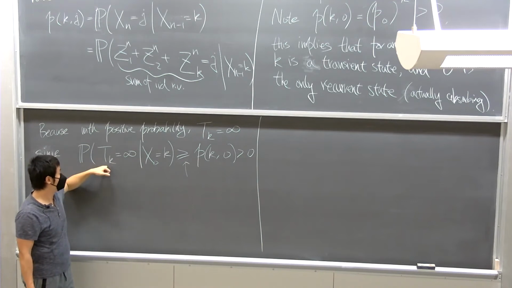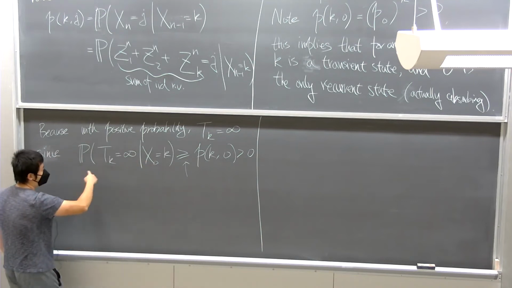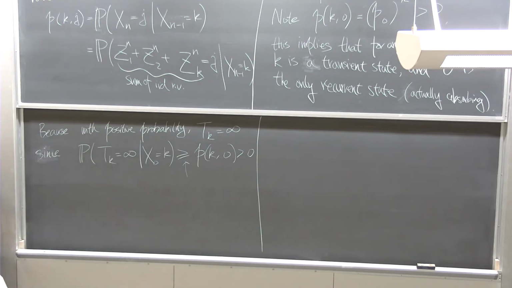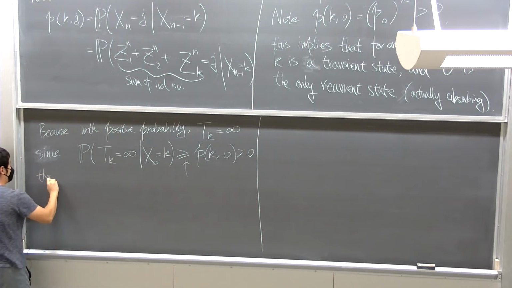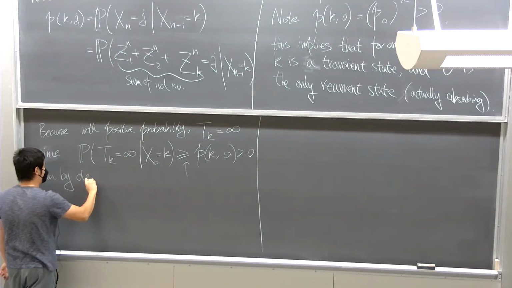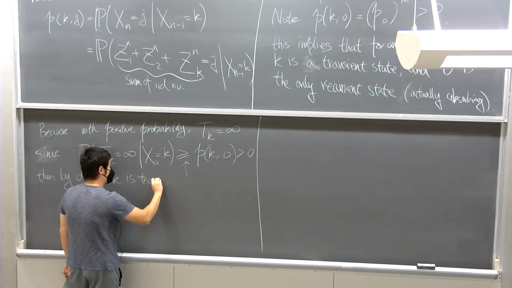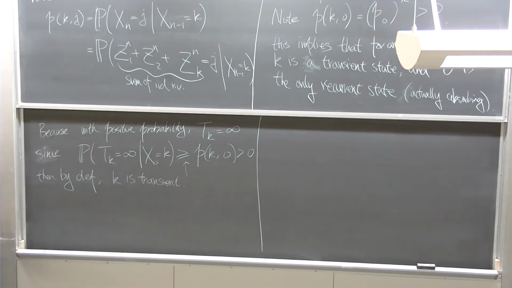So right here in particular, T_k just has to be infinity, right? So this probability here is strictly positive. That must mean, by definition, that k is transient. It's one of the definitions, right? Okay. And so by definition, k is transient. Maybe I should say one of the definitions using T_k.